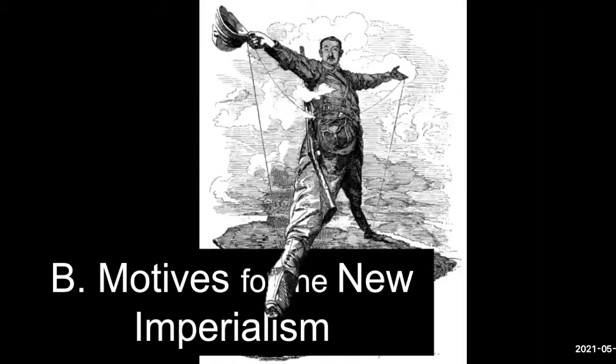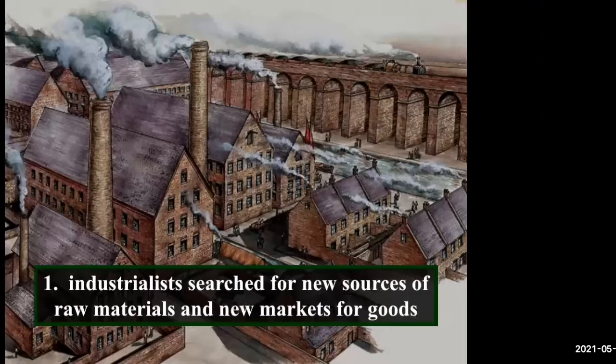So what are the causes or the motives for imperialism? Y'all may have remembered that in old imperialism, we have the 3 Gs, God, gold, and glory. We're going to see similar motivations with new imperialism. Industrialists need raw materials to fund the Industrial Revolution. And so they need to find new sources of those raw materials and captive markets for those goods.